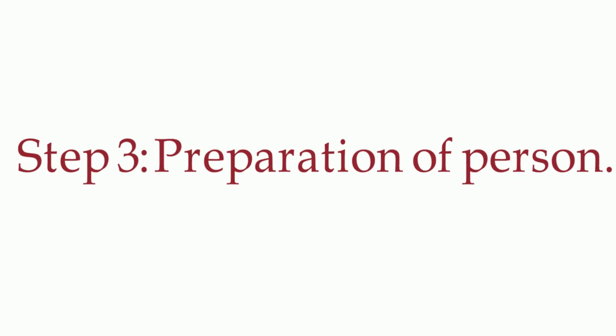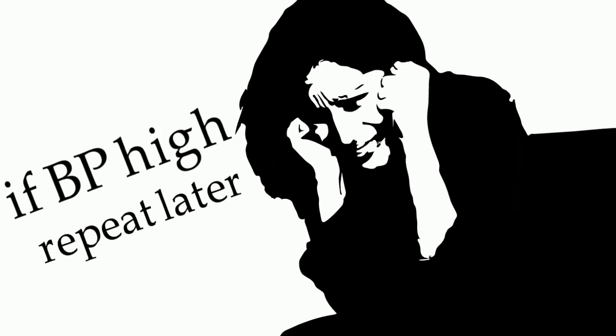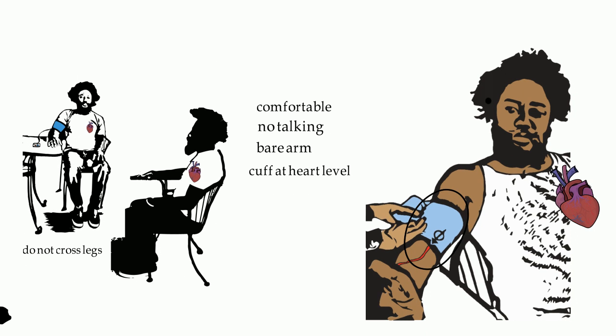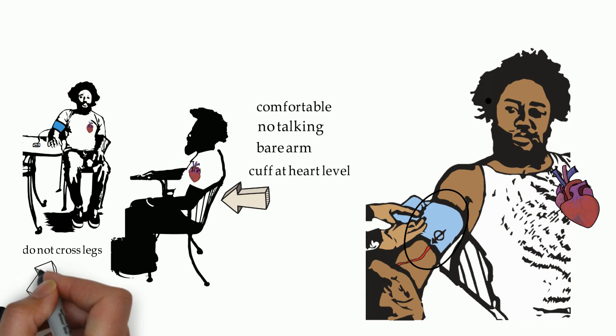Step 3. Prepare the person for blood pressure measurement. Take into account people who are anxious, stressed, or in pain, as their blood pressure will be falsely high. The person should not smoke in the screening location. The person should be sitting comfortably in a comfortable environment. Their back should be supported, and their legs should not be crossed.